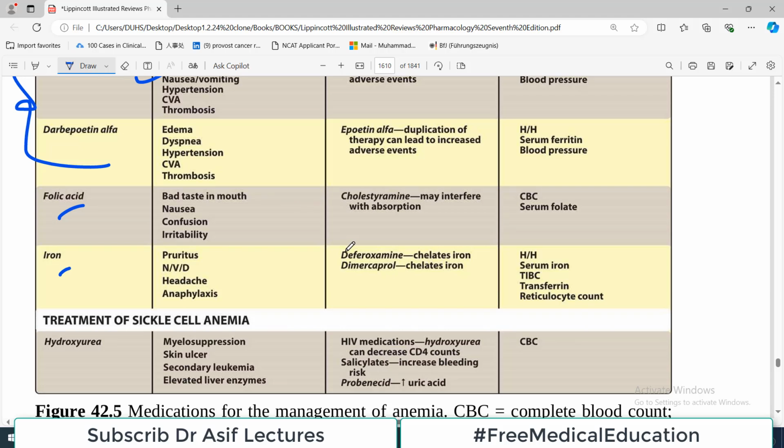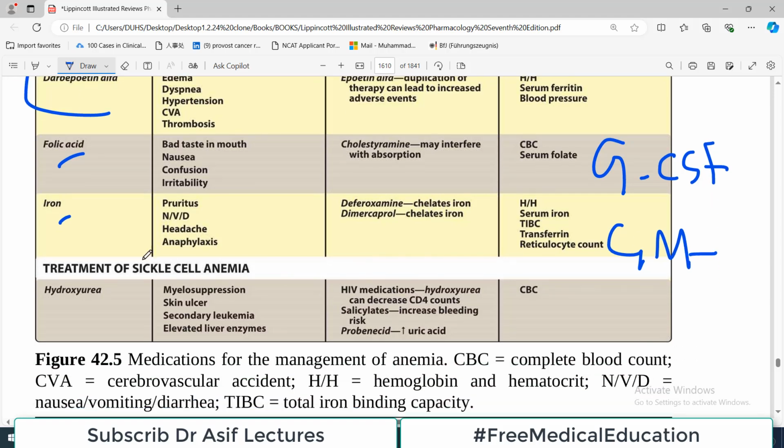Then we also talked about drugs which were used for neutropenic patients, and those drugs were largely granulocyte colony stimulating factor or granulocyte macrophage colony stimulating factor. And now we have just talked about the single drug that is very much clinically relevant in preventing the symptoms of sickle cell anemia, and that is hydroxyurea. So you should know the side effects, you should know where else it is used.